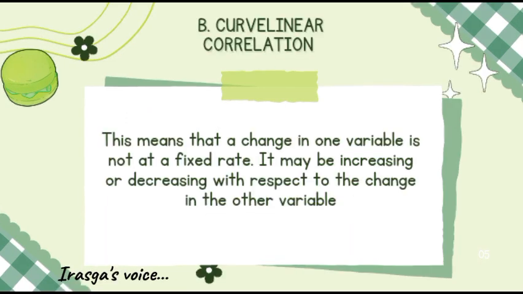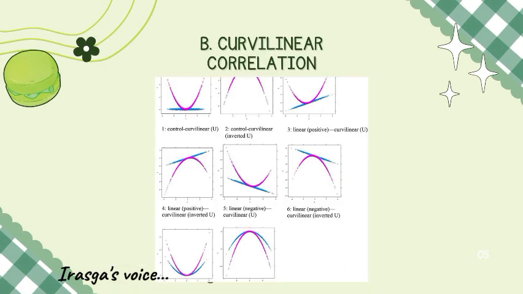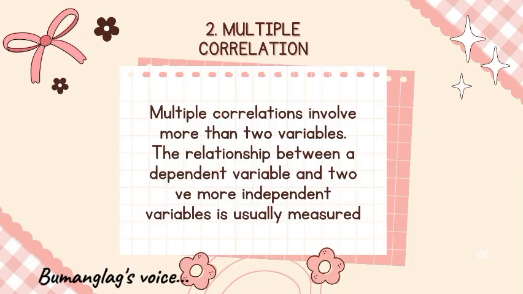B. Curvilinear correlation. This means that a change in one variable is not at a fixed rate. It may be increasing or decreasing with respect to the change in the other variable. Number 2. Multiple correlation. Multiple correlation involves more than two variables. The relationship between a dependent variable and two or more variables is usually measured.